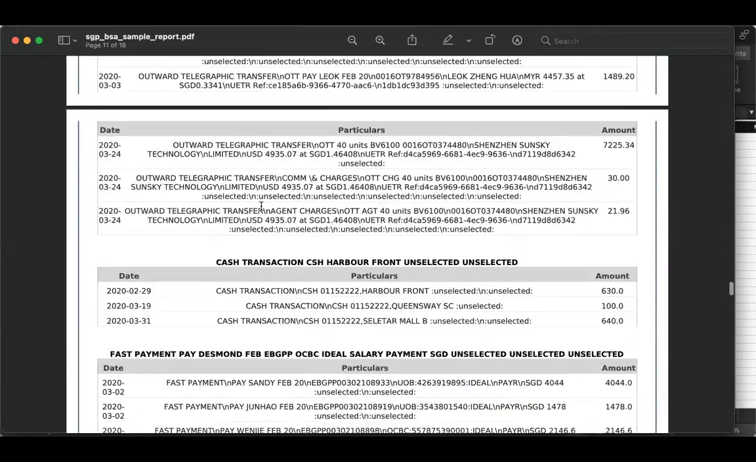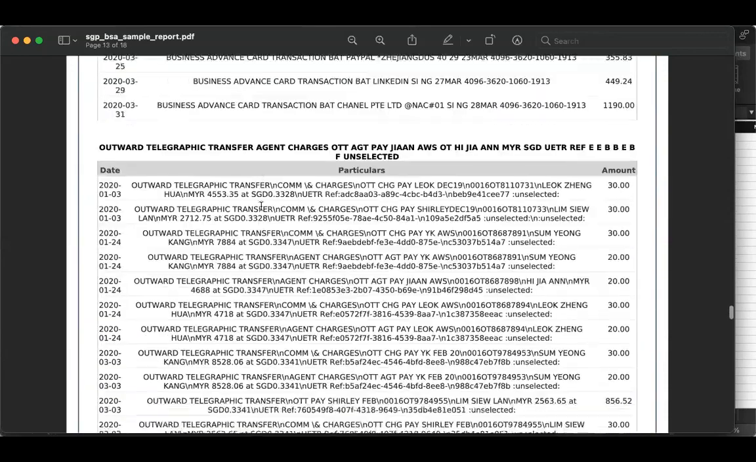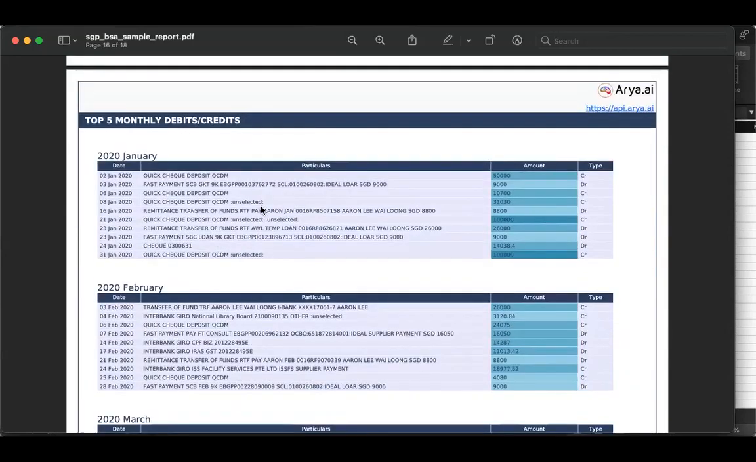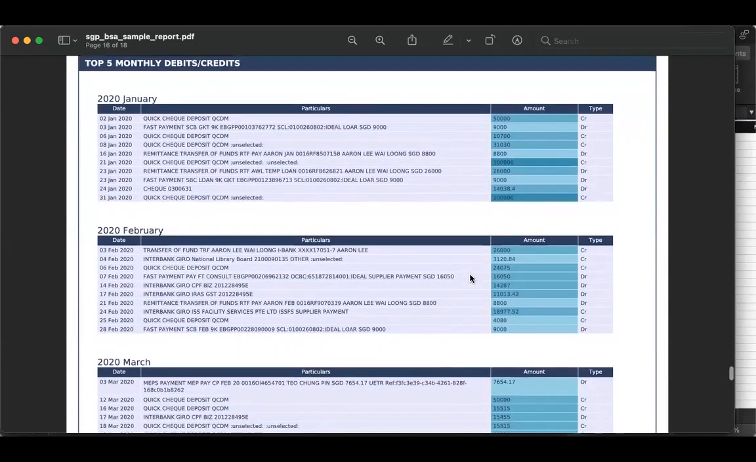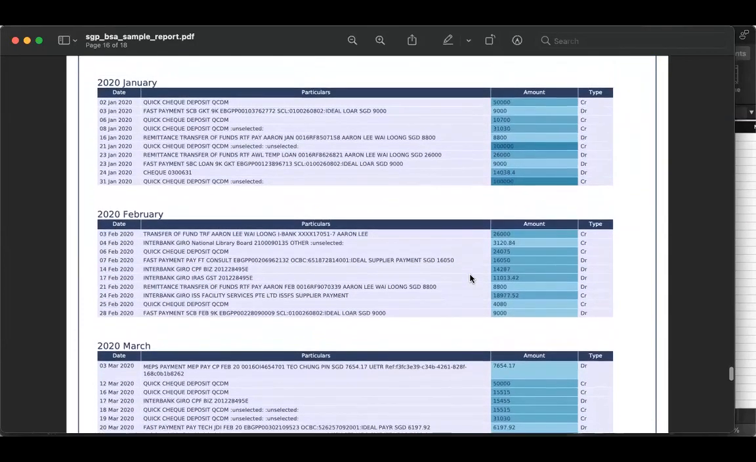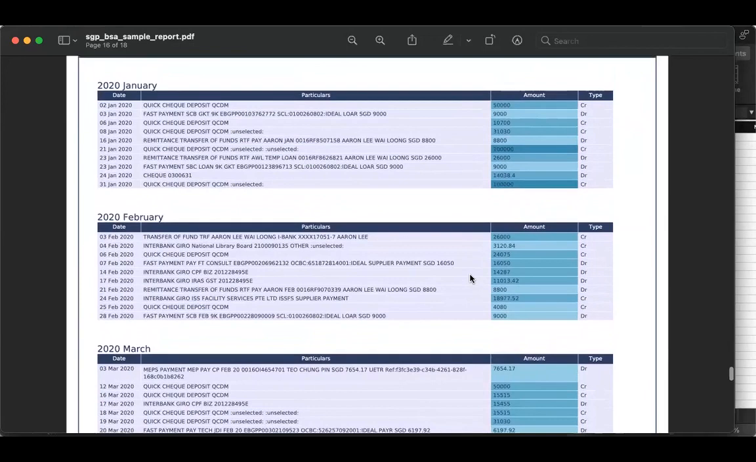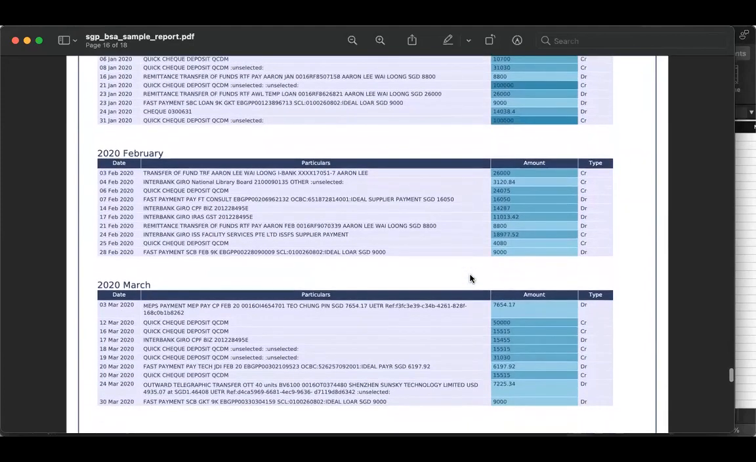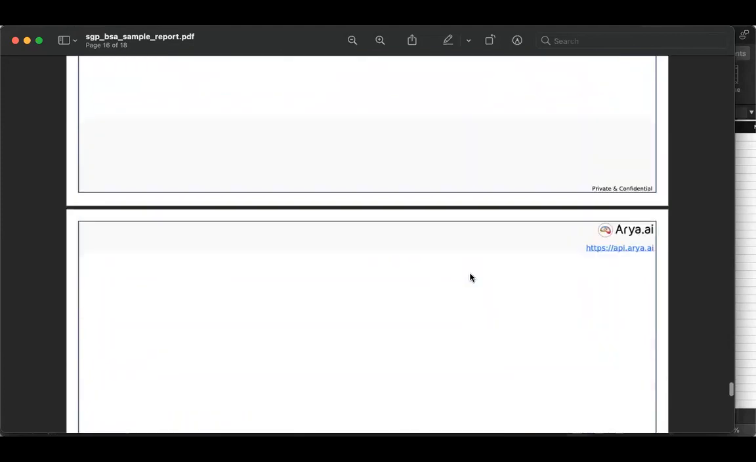Moving on, I'll just scroll a bit faster. Next we have the top 5 monthly debits and credits, where we have a heat map based color coding, which will show the ranges in which the transactions are happening for a particular month, and if those transactions are repeated across a month or not. So this basically shows the highest source of inflow and outflow during a particular month.